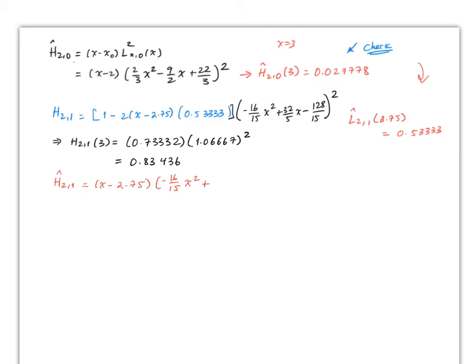Therefore H21 hat is going to be equal to (x minus 2.75) times (minus 16/15 x squared plus 32/5 x minus 128/15), and the whole thing squared. If you evaluate this at the point 3, this will give you 0.28445. Again, just check these values.